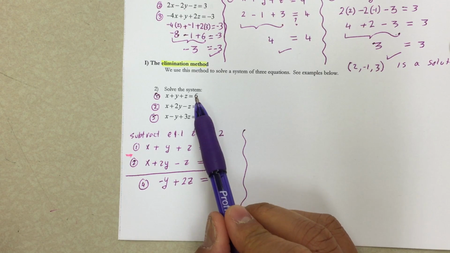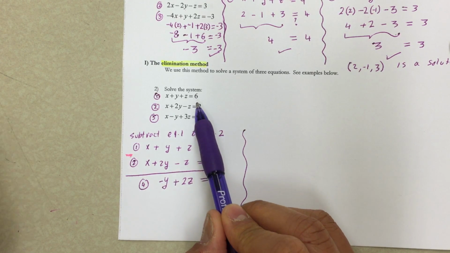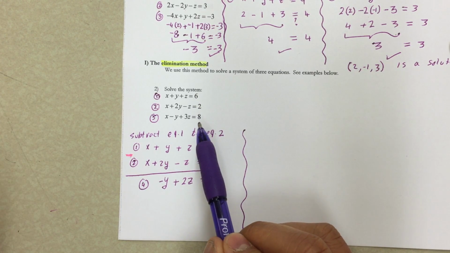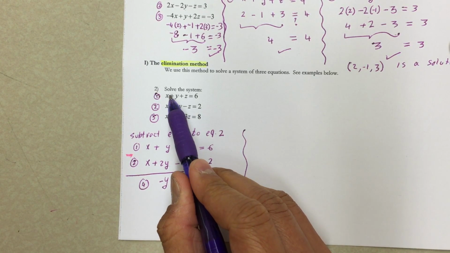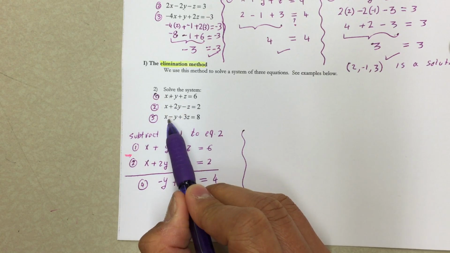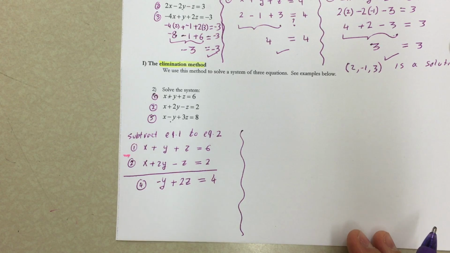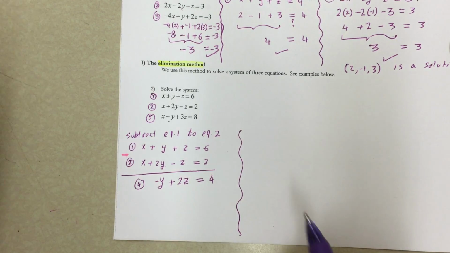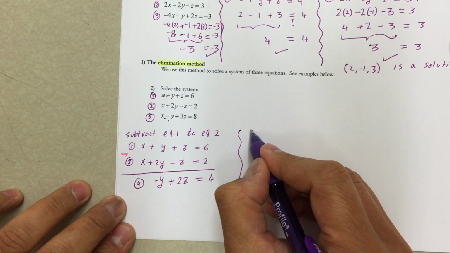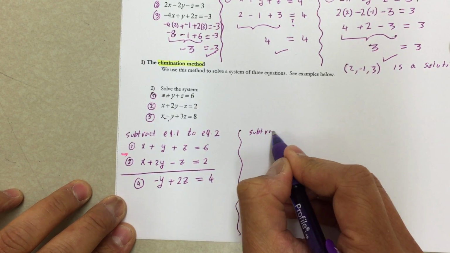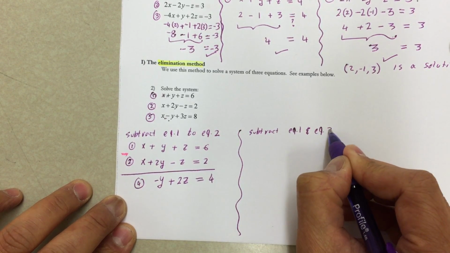Earlier we picked 1 and 2. Now we have to pick 1 and 3 or 2 and 3. It is up to you. So what I'm going to do is pick equation 1 and equation 3, and I'm going to do the same thing. So I'm going to subtract or add. In this case, I'm going to subtract equation 1 and equation 3.